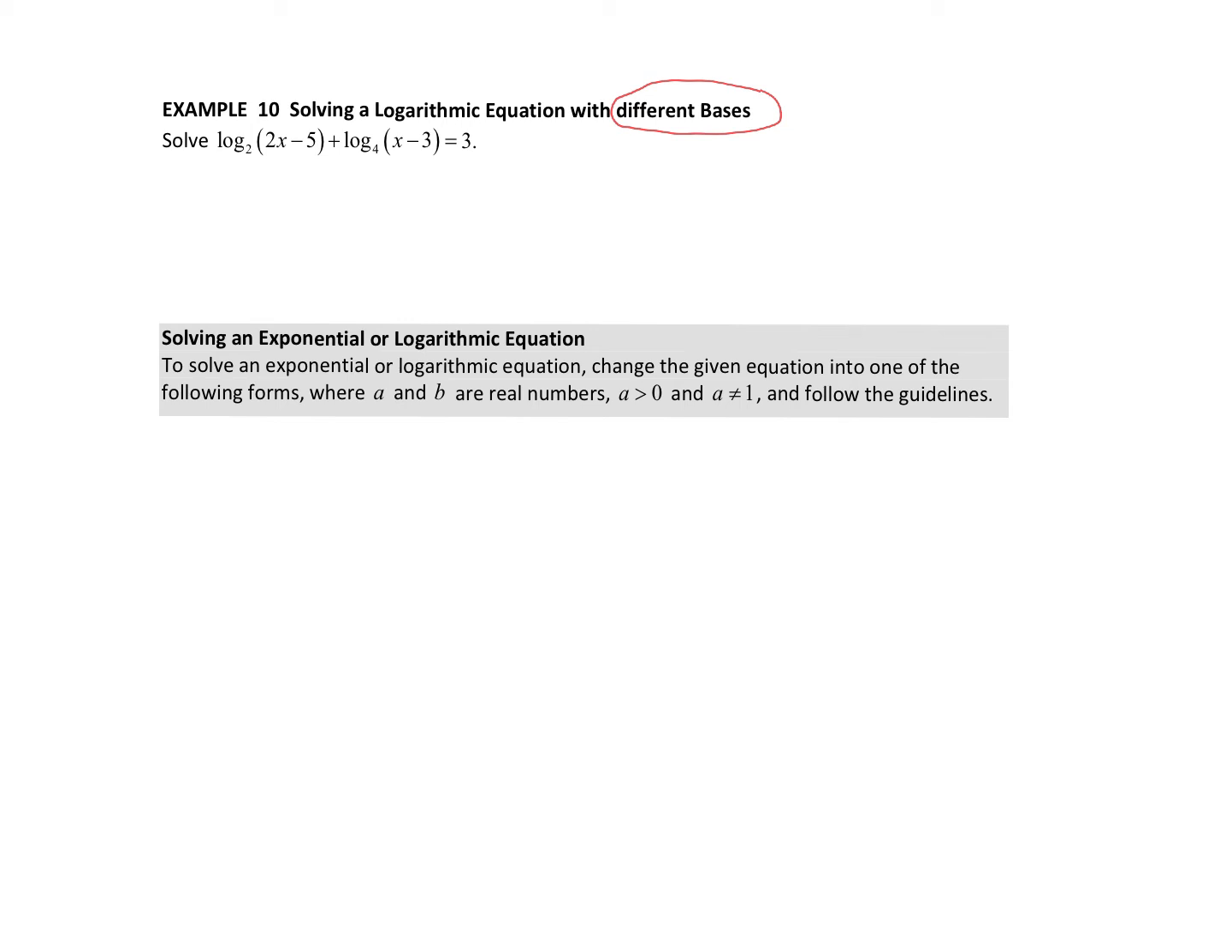So this is going to give me log base 2 of 2x minus 5 plus log base 2 of x minus 3, over log base 2 of 4, which is equal to 3. Now this is very convenient because log base 2 of 4 says what power do you have to raise 2 to get 4, and that is just 2.